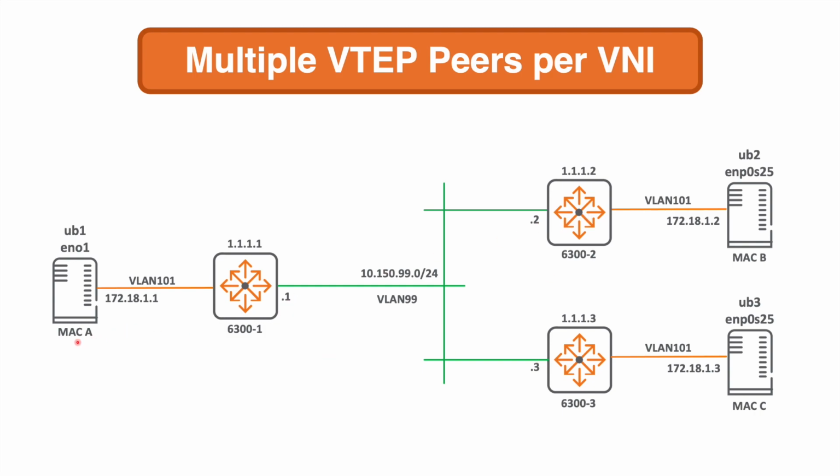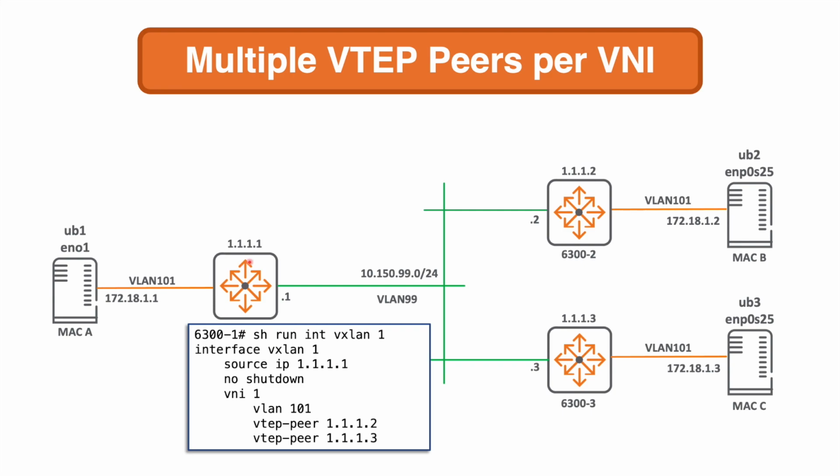Also, a point of note is for illustrative purposes, I've simplified the MAC addresses so I'm not having to juggle long MAC addresses. I've just abbreviated it to a single letter. So UB1 is just, for our theory, MAC A, UB2 is MAC B, and UB3 is MAC C.